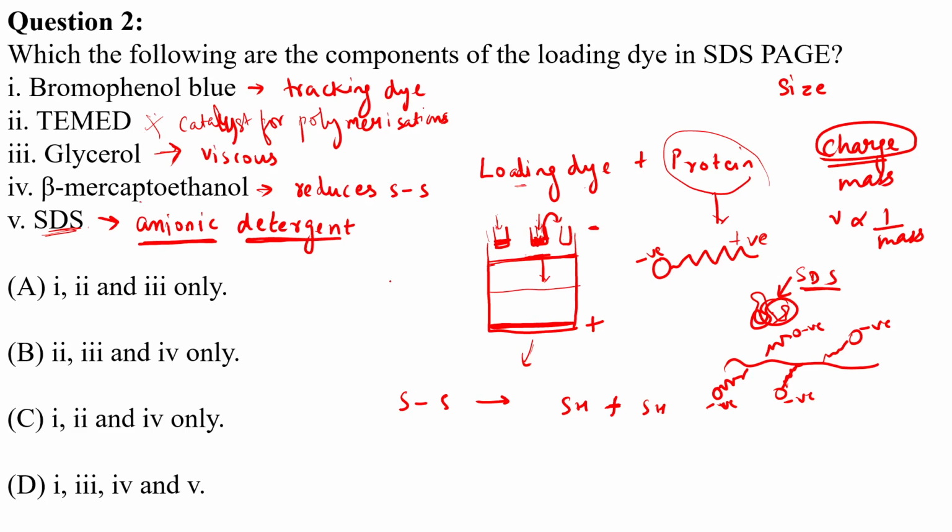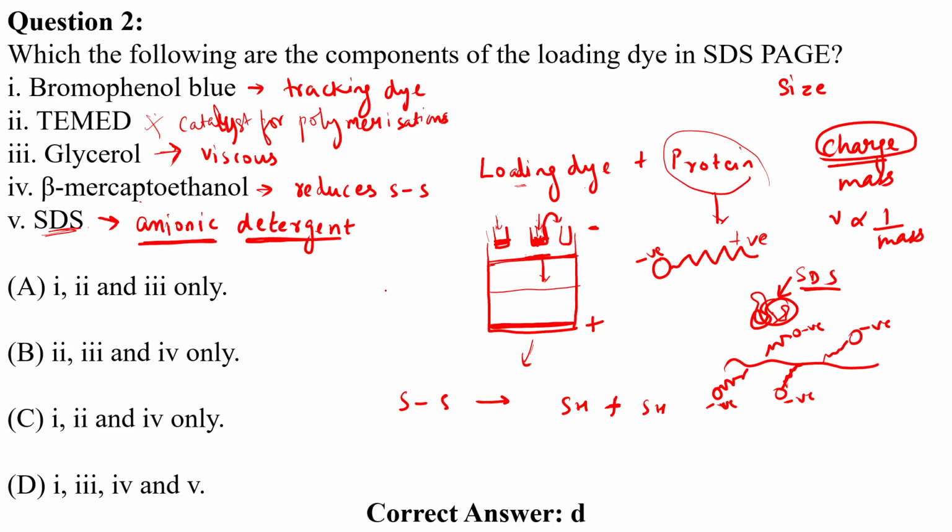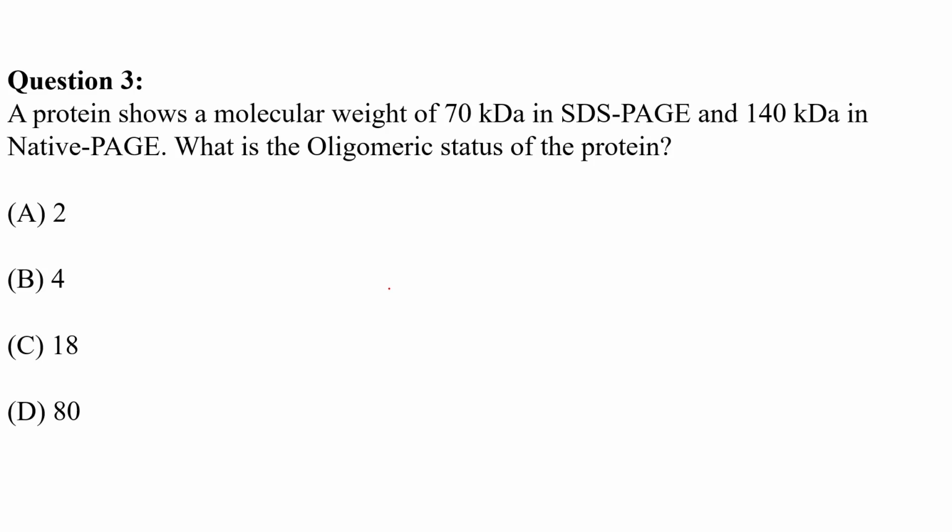Okay, so bromophenol blue is very important to track how much my gel has completed its run. Okay, and glycerol is very important, otherwise you won't be able to load the samples in the well. The samples will diffuse out of the wells. Okay, this is clear. So the correct answer is option D, as you all answered correctly. So moving on to the next question, question number 3.